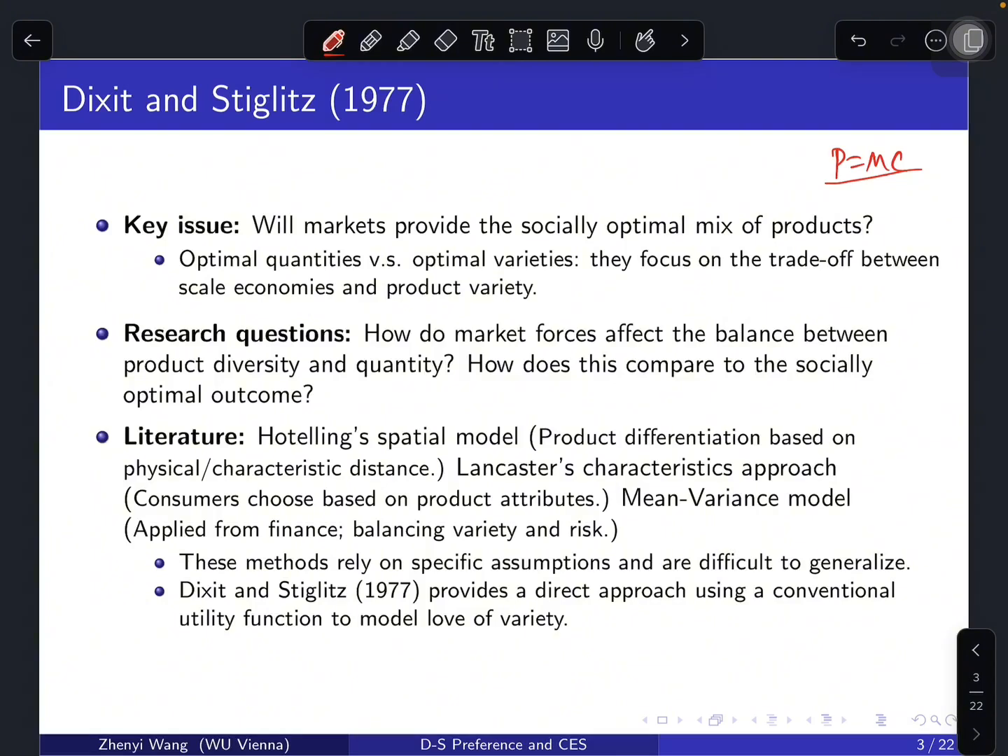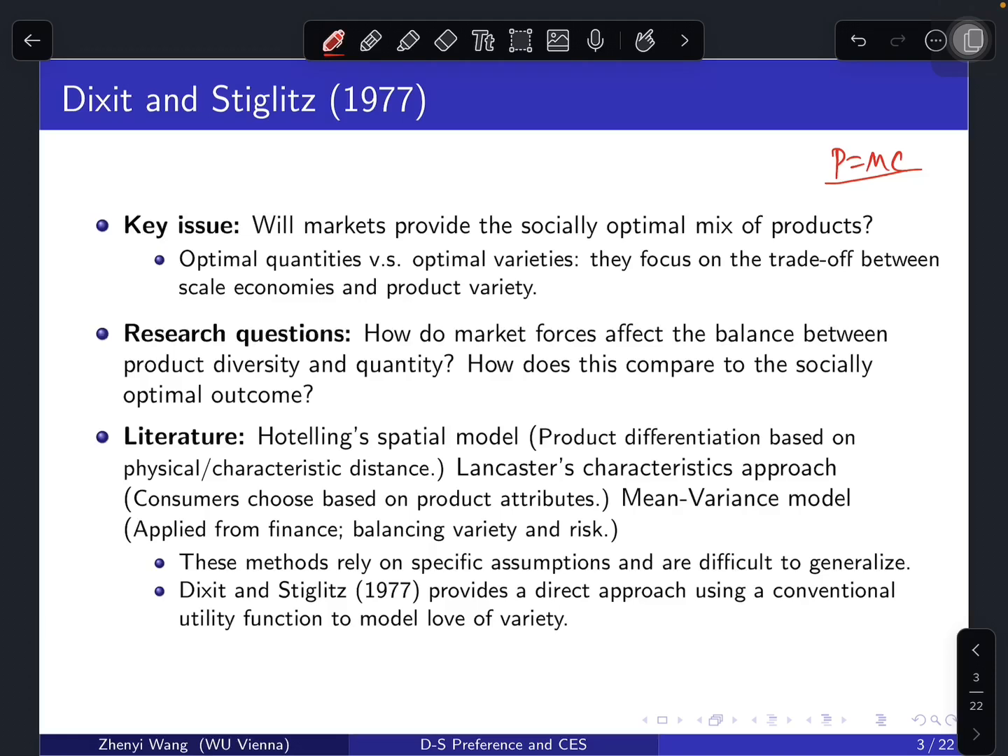Before their paper, several early literature also tried to introduce variety into the preference analysis. For example, Hotelling's spatial model takes a product differentiation based on physical or characteristic distance. Lancaster's characteristic approach argues that consumers will choose based on product attributes. For example, when you want to buy a car, the attributes include the fuel consumption, horsepower, weight, space, and many other attributes, and your choice is based on a combination of these product attributes.